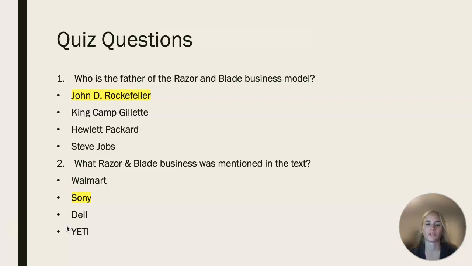Here are some of my quiz questions. Number 1. Who is the father of the razor and blade business model? A. John D. Rockefeller. B. King Camp Gillette. C. Hewlett Packard. Or D. Steve Jobs. The correct answer is John D. Rockefeller. For number 2, what razor and blade business was mentioned in the text? A. Walmart. B. Sony. C. Dell. Or D. Yeti. The answer is B. Sony.